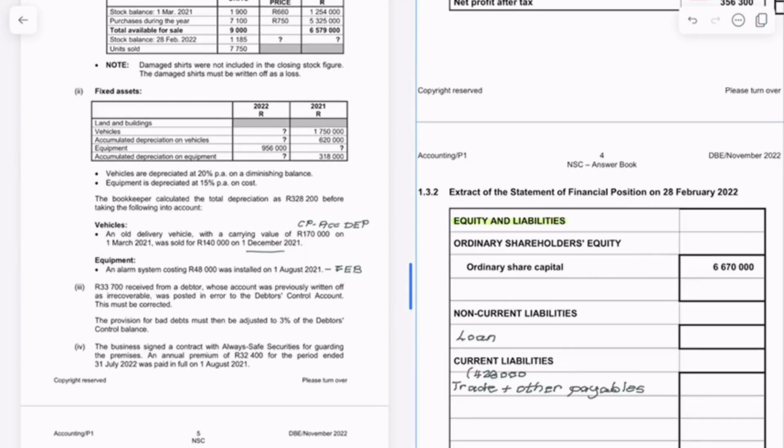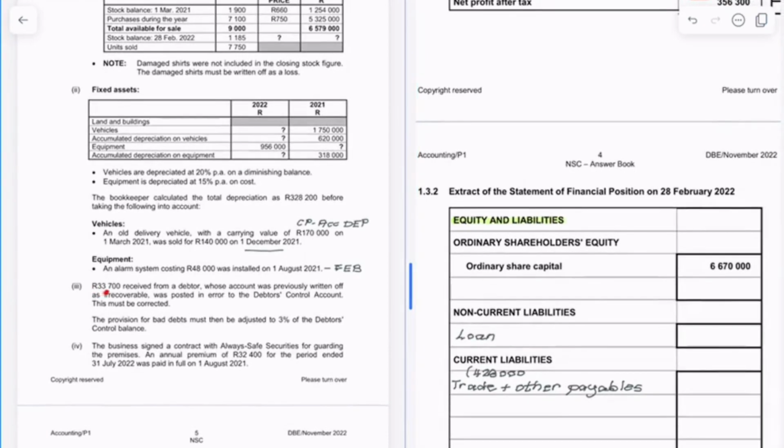And number 3 tells us 33,700 Rand received from a debtor whose account was previously written off as irrecoverable was posted in error to the debtor's control account. This must be corrected. So of course it was an error, because when we wrote off the account, that account was closed. It's dead and buried. Now we can't go and put the credit into the debtor's control account. So we've now got to correct it.